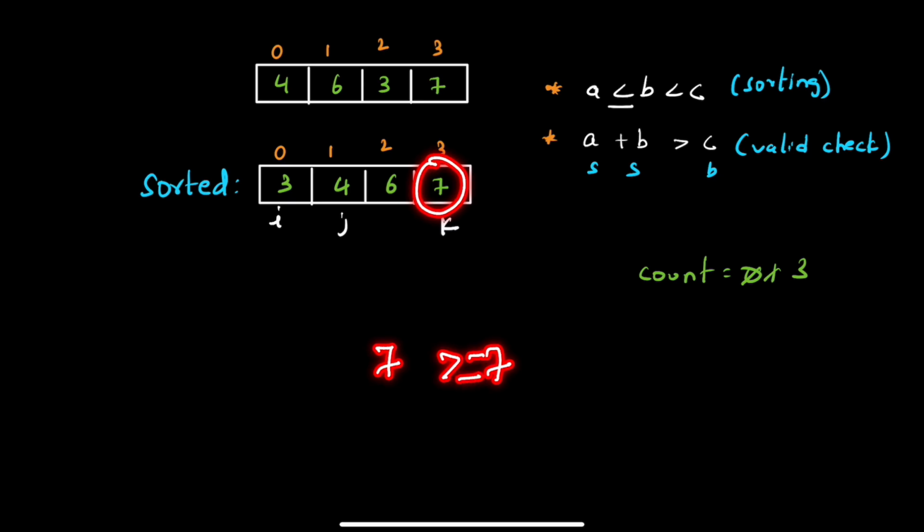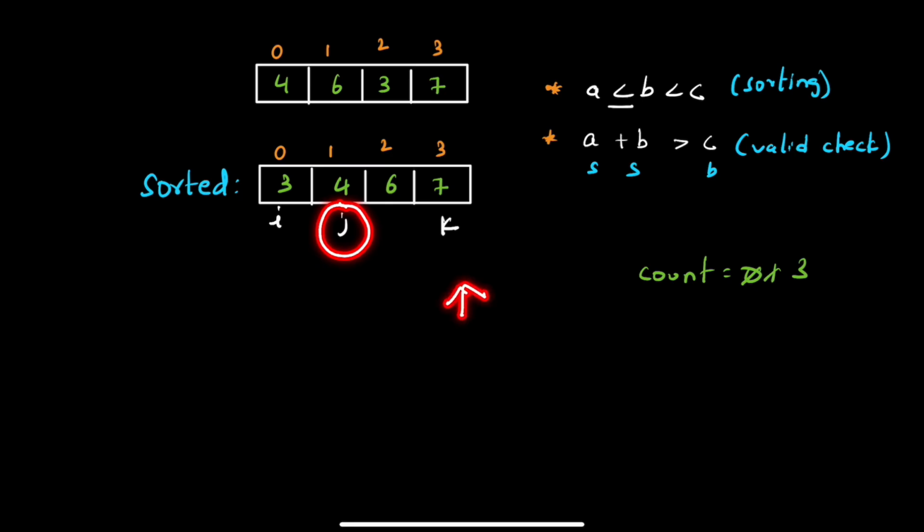No, it is greater than or equal to, but we want strictly greater than. So if at the jth pointer itself we are not able to suffice our sum, what do we need to do? We need to increase the sum, right? So to increase the sum, what can we do? We can shift our i pointer one step ahead. So we'll shift our i pointer one step ahead.